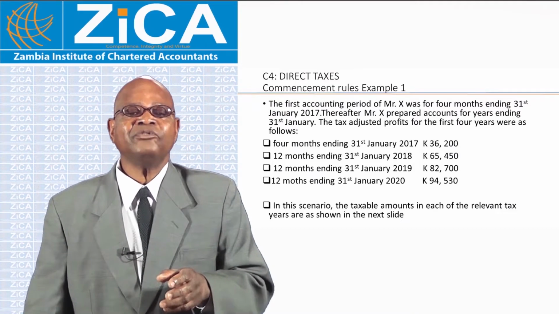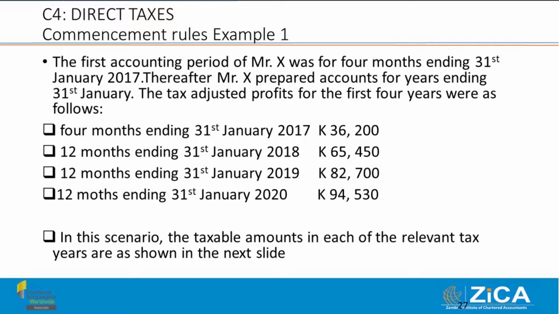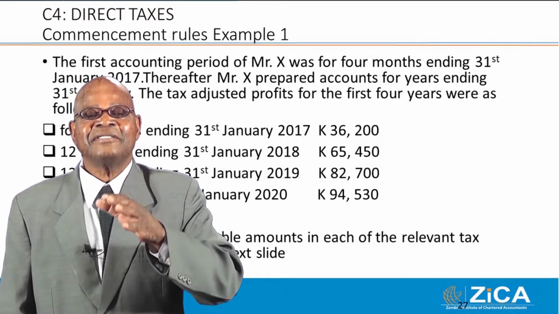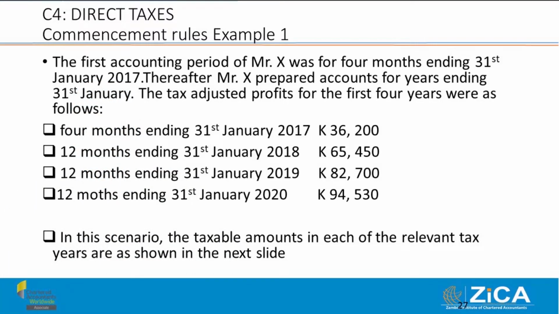An example relating to the commencement rules here relates to Mr. X, whose first accounting period was for 4 months, ending 31st January 2017. Thereafter, Mr. X prepared accounts for years ending 31st January. In other words, these were now full years ending 31st January. The tax-adjusted profits for the first 4 years were as follows. 4 months ending 31st January, 36,200. 12 months ending 31st January 2018, 65,450. 12 months ending 31st January 2019, 82,700. 12 months ending 31st January, 94,530.